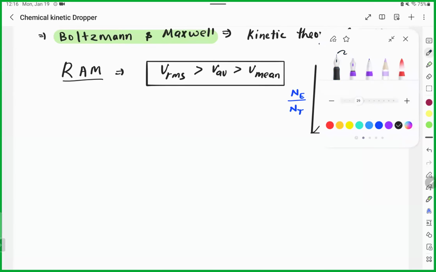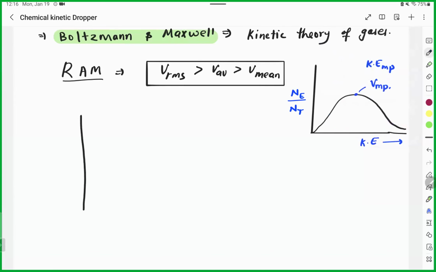Same thing is explained by the Boltzmann-Maxwell graph.